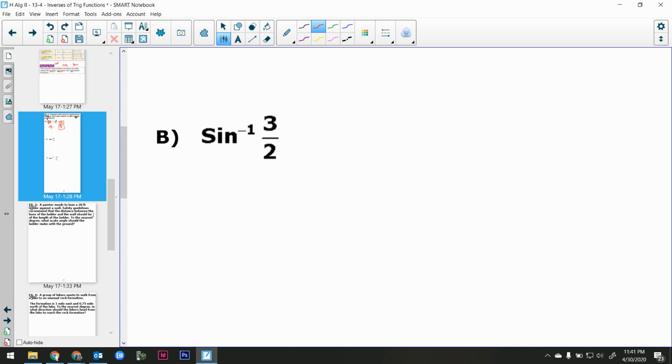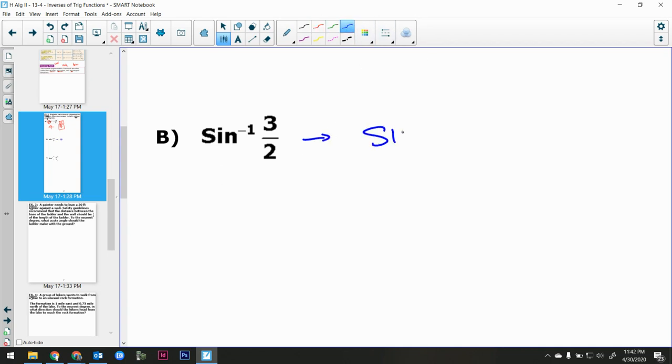Inverse sine of 3 over 2. Now this looks a little deceiving. You might be thinking, did you just accidentally forget that that's a radical 3 over 2? Did you screw up, Mr. Library? No. Do you see anywhere along the unit circle that has a 3 over 2? Not a radical 3 over 2, a 3 over 2. No.